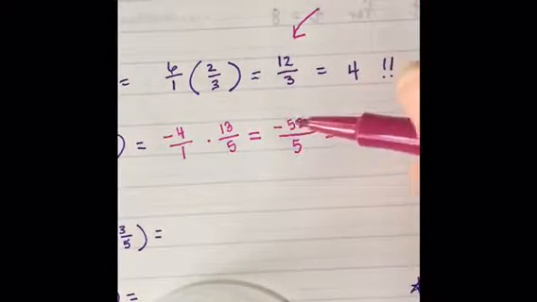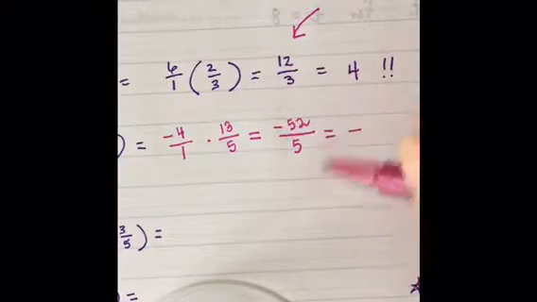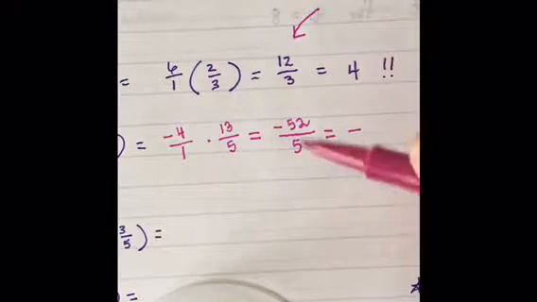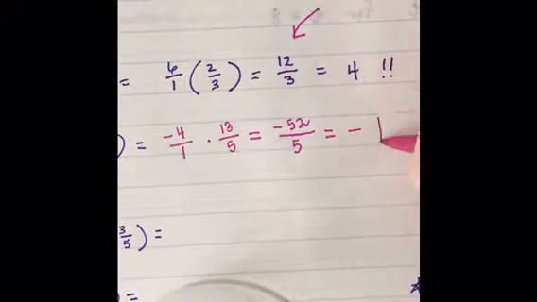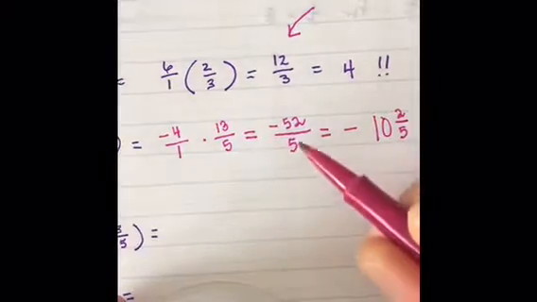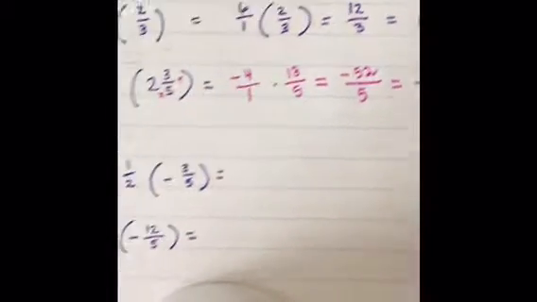Then we're going to say how many times will 5 go into 52? Remember, every fraction is a potential division problem. How many times will 5 go into 52? It will go 10 with 2 left over out of the 5. And there's the final answer. For the denominator in my mixed number, I used the same denominator as my improper fraction.